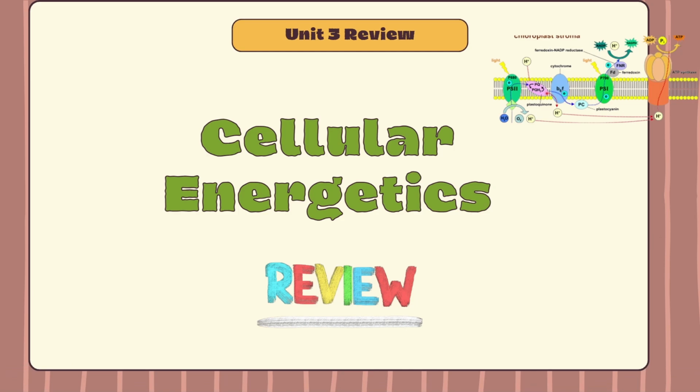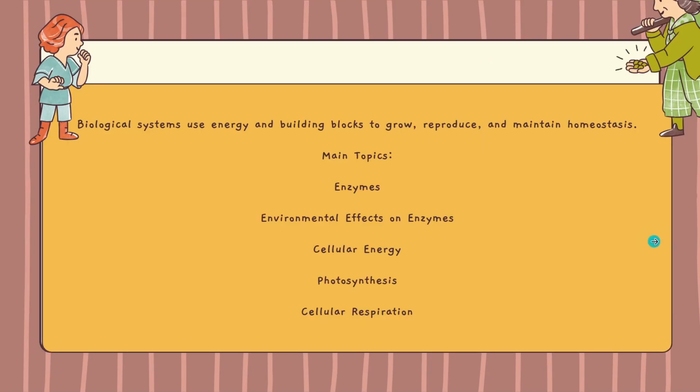So today we're going to be reviewing Unit 3, Cellular Energetics. Biological systems rely on energy and building materials to grow, reproduce, and maintain balance or homeostasis. In this review, we'll cover 5 key topics: enzymes, environmental effects on enzymes, cellular energy, photosynthesis, and cellular respiration. Each process connects to one main idea: how life transforms and uses energy efficiently.